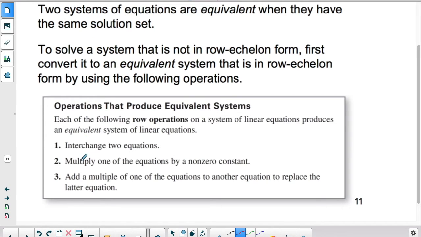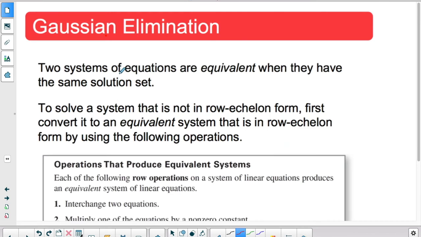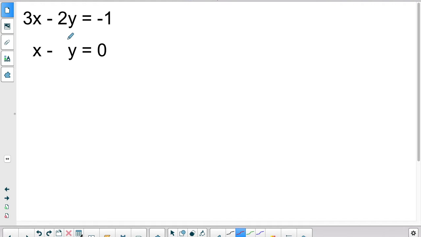So we can interchange two equations. We can multiply one of the equations by a nonzero constant and add or subtract to the others. And really what it's talking about is we're using these equations to get into a row echelon form, like how we just saw with our equations before, getting it into this form here, where we have this stair step. So we can do that by adding or subtracting them from each other. And so really we're wanting to get it so that y is by itself, so on and so forth.